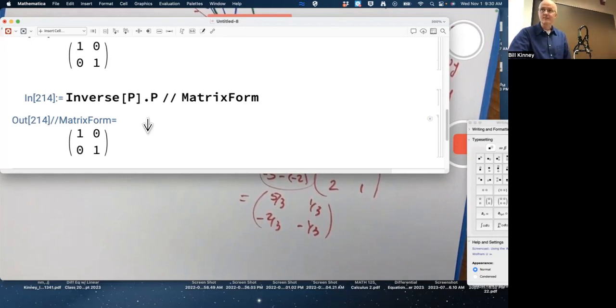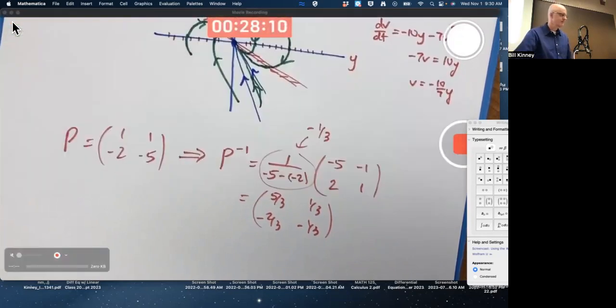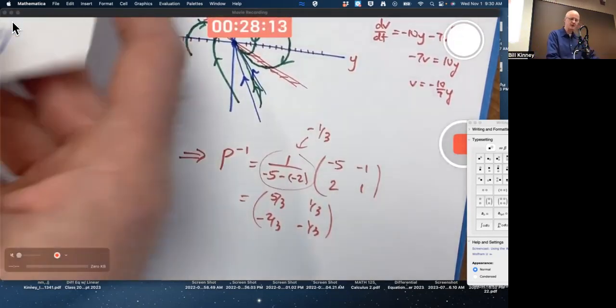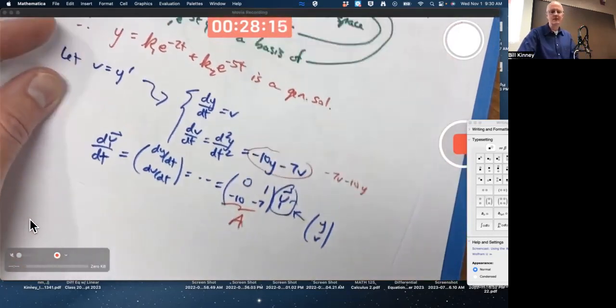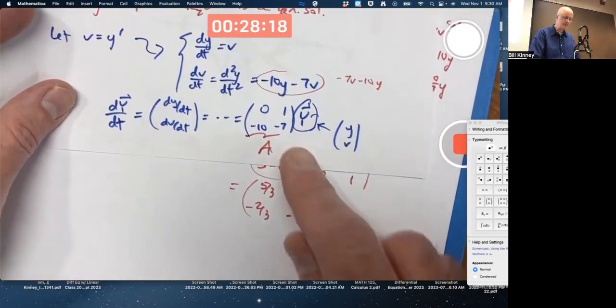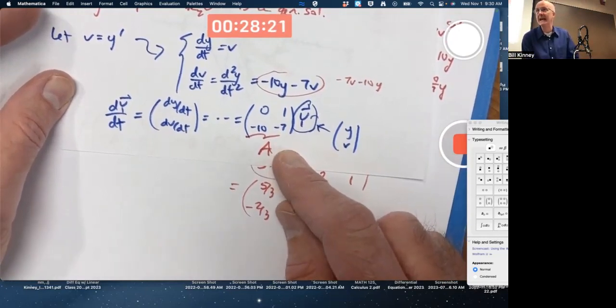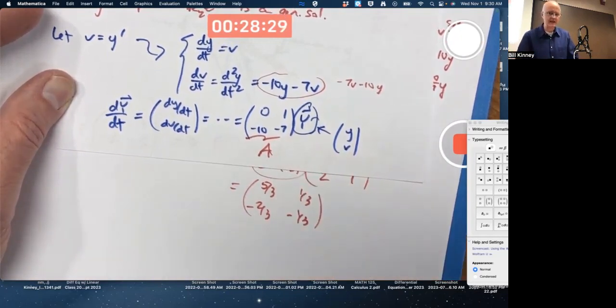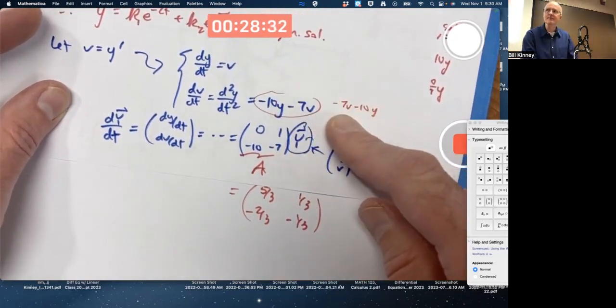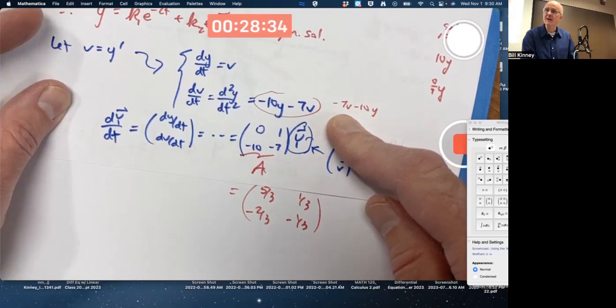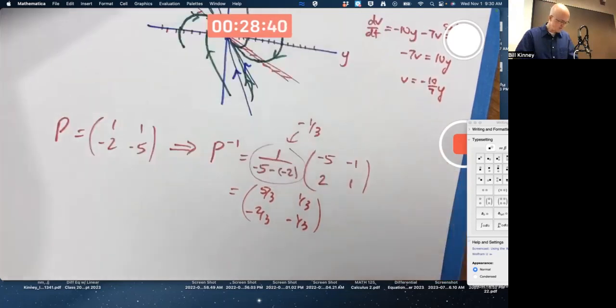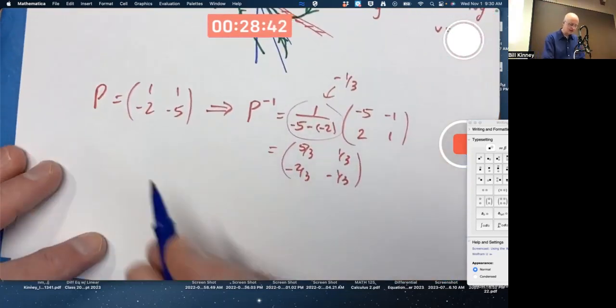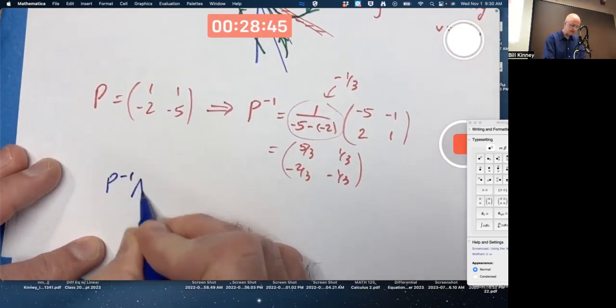What do I do with this? What's the point of this? I'm trying to do a coordinate change. In particular, what I'm trying to do is effectively change to new coordinates to find a matrix similar to A that I hope is diagonal. That'll correspond to making this coupled system completely uncoupled. Remember, diagonal matrices are nice. How? You compute P inverse times A times P.